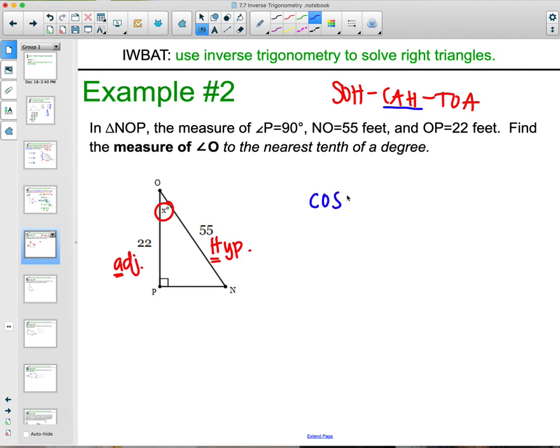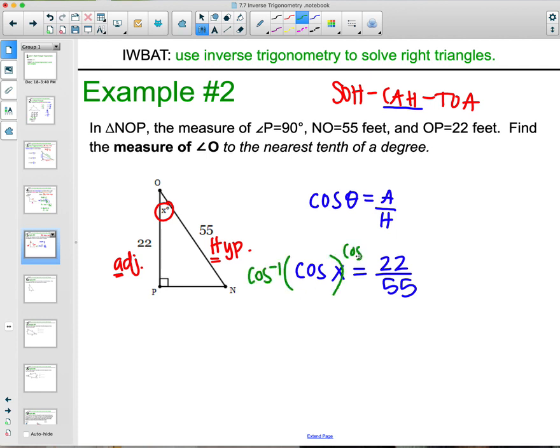So we will do cosine of theta equals adjacent over hypotenuse. So cosine of the angle, in this case we're calling it X, equals the adjacent side, which is 22, over the hypotenuse, which is 55. So then we need to get the variable out of the cosine function, so we'll do cosine inverse to both sides. So cosine inverse of cosine just gives you back X. And then on this side, we have cosine inverse of 22 over 55, which we'll just type into our calculator.